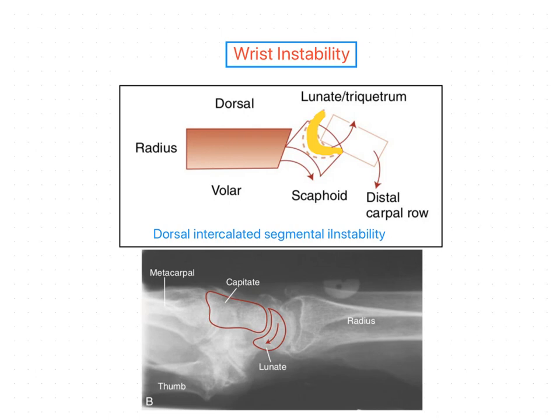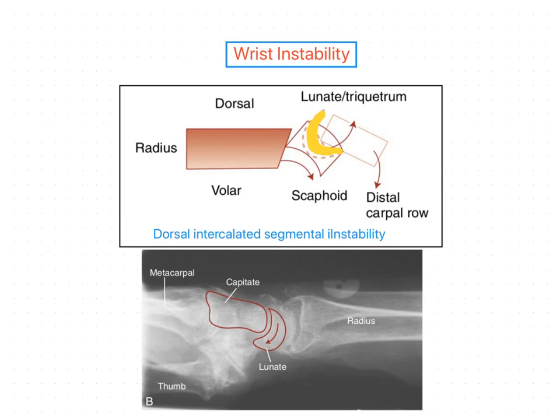Dear students, welcome back. In the previous session, we have seen the functions of the wrist complex. In that, we have discussed the movements of the radiocarpal and midcarpal joints. Now, in this session, we are going to see wrist instability.